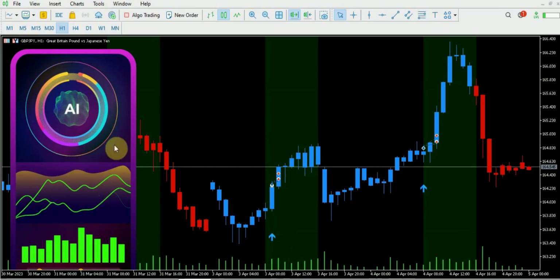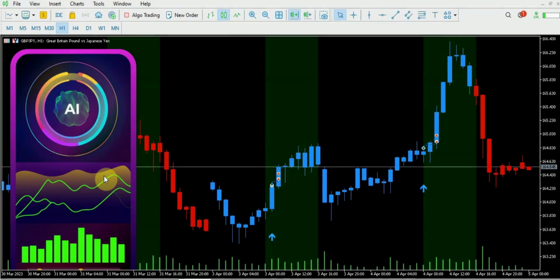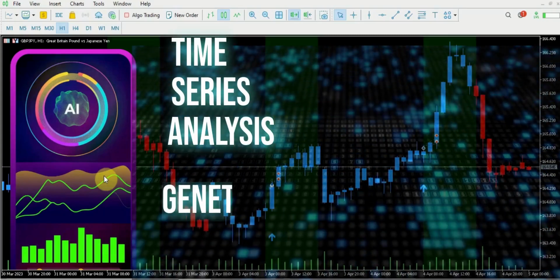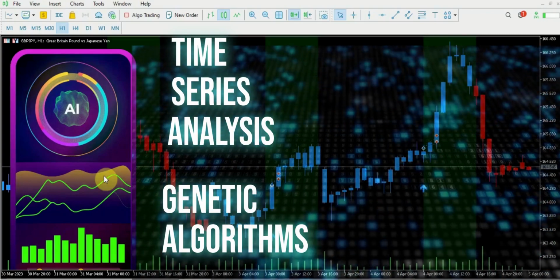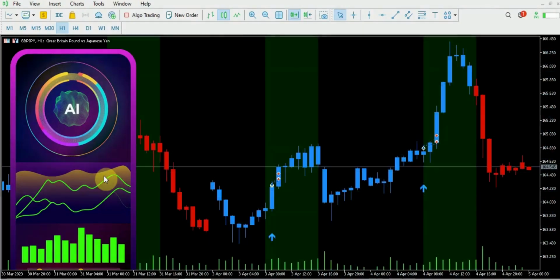So this section over here is our uGenesys scanner, and this is what enables us to assess the market and let us know that we're in an uptrend right now, okay? Because this system here is powered by cutting-edge AI technology that uses time series analysis and genetic algorithms to accurately identify market trends and also provides reliable signals for when to buy or sell, okay?